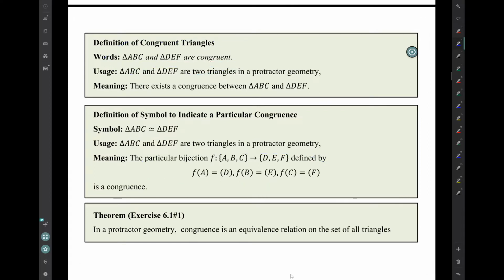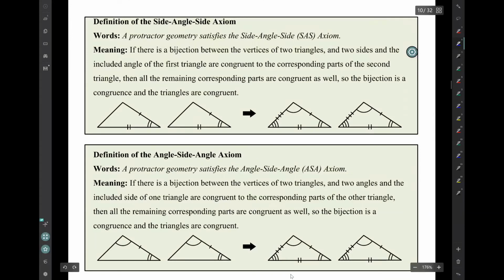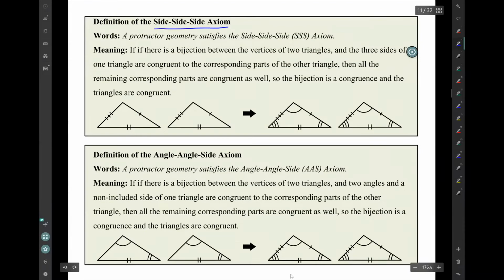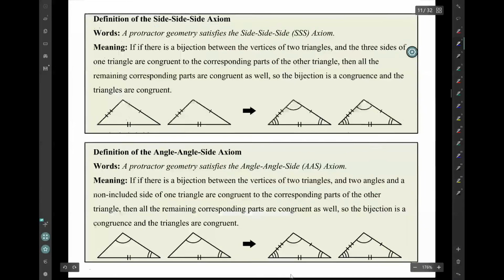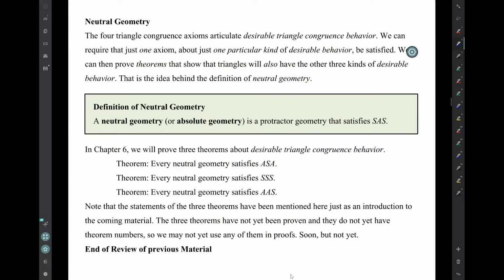We discussed the fact that in a protractor geometry, congruence is an equivalence relation on the set of all triangles. And we discussed the side-angle-side axiom, the angle-side-angle axiom, the side-side-side axiom, and the angle-angle-side axiom. And finally, we saw the definition of neutral geometry. A neutral geometry, or absolute geometry, is a protractor geometry that also satisfies the side-angle-side axiom. And we discussed the fact that just adding this single axiom to create the definition of neutral geometry gives us a whole bunch of other behavior that we can prove in theorems.